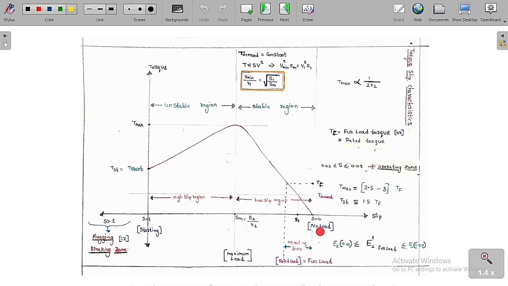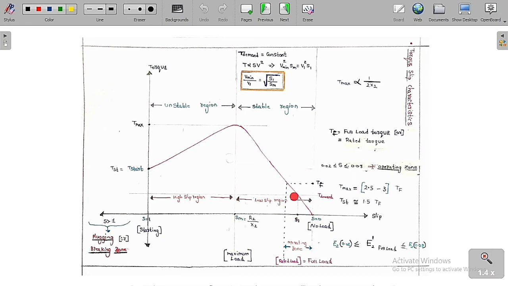Whereas here S is equal to 0, which means NR is nearly equal to NS. So we can say it is a no load condition. This is called the stable region and this is called the unstable region. I have explained why it is called stable and why it is called unstable. And this is the maximum torque produced by the induction motor, and it is directly proportional to 1 by 2x2. It is independent of the rotor resistance. So this is the maximum torque which can be produced by this motor.